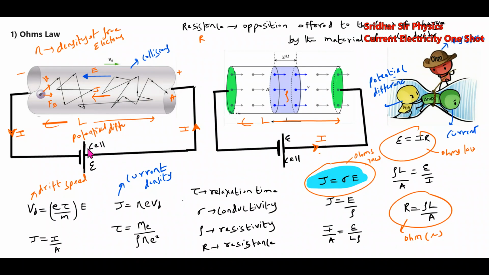Okay, what actually happens in terms of energy? This particular cell will supply energy. The positive charge will flow like this. It will encounter collisions, and due to those inelastic collisions, it will lose its kinetic energy and heat will be generated. Once its energy becomes zero, it will return to the negative terminal. Again the cell will energize the charge, and again the charge will move.